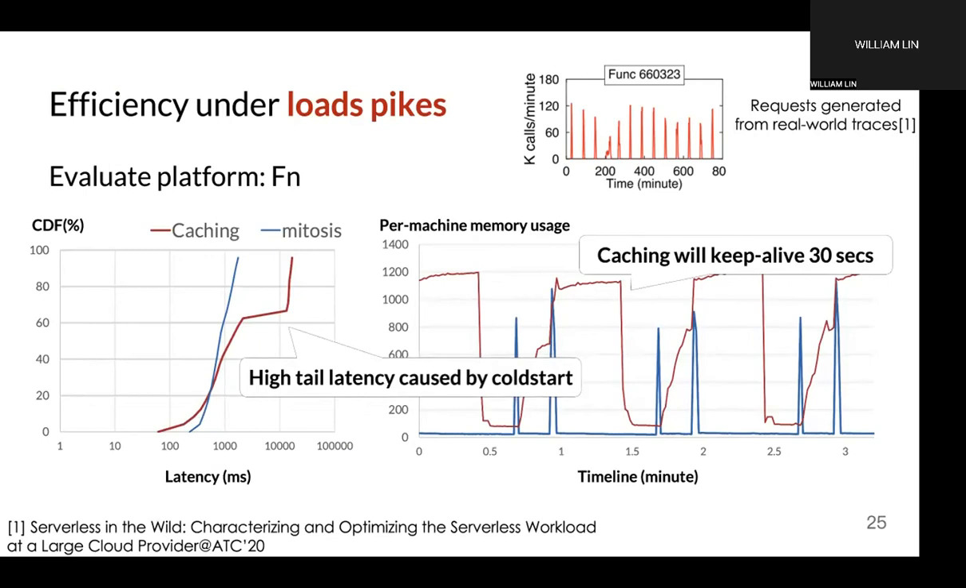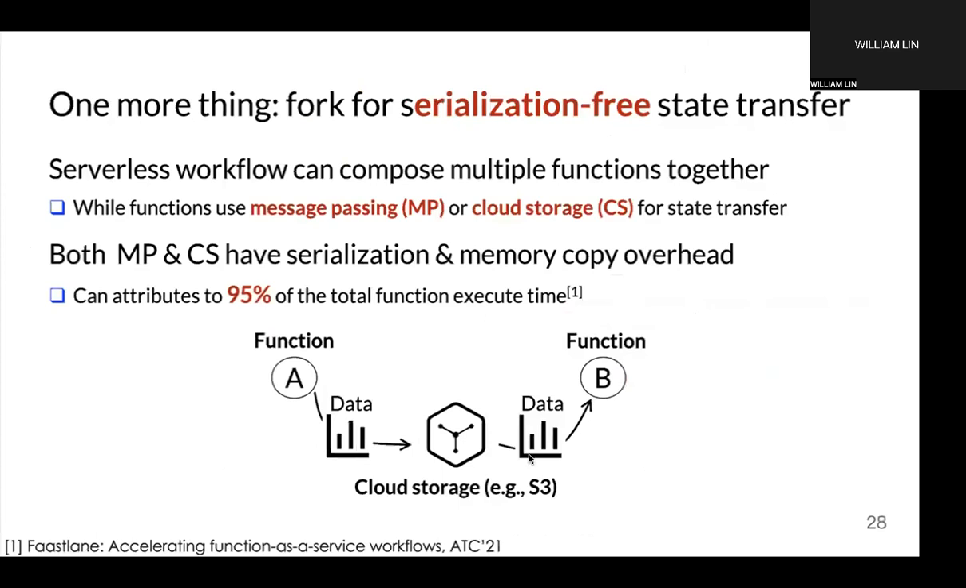For performance, MITOSIS has a slightly higher median latency than caching because remote fork has the overhead of copy on write through RDMA, and caching still has a 60% cache hit ratio in this experiment. However, MITOSIS can significantly reduce the tail latency, since for caching, a cache miss will cause a costly cold start to execute the function. So before the conclusion, I would like to briefly mention one more powerful feature of remote fork for serverless computing we found during our investigation.